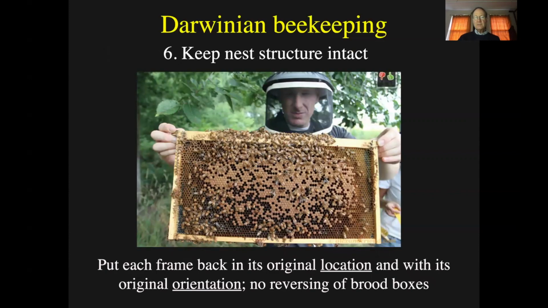Sixth suggestion, keep nest structure intact. Put each frame back in its original location and with its original orientation. No reversing of brood boxes, etc., etc. The bees work very hard to organize their nests, and probably the last thing we want to do is disrupt the organization of their nests. That must be very, very disruptive to a colony.